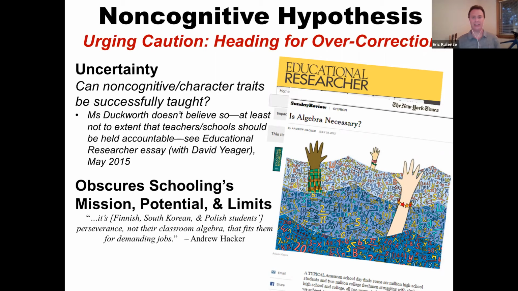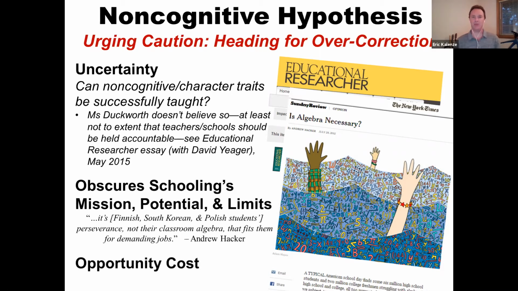And with quotes like this in it, saying things like, it's Finnish, South Korean, and Polish students' perseverance, not their classroom algebra, that fits them for demanding jobs, as in this is an either or. So if we're going to teach something, why don't we get rid of algebra and work instead on better decision making, is effectively the case he's making. And then just questioning the all around utility of having algebra in your toolkit if you're a young person.